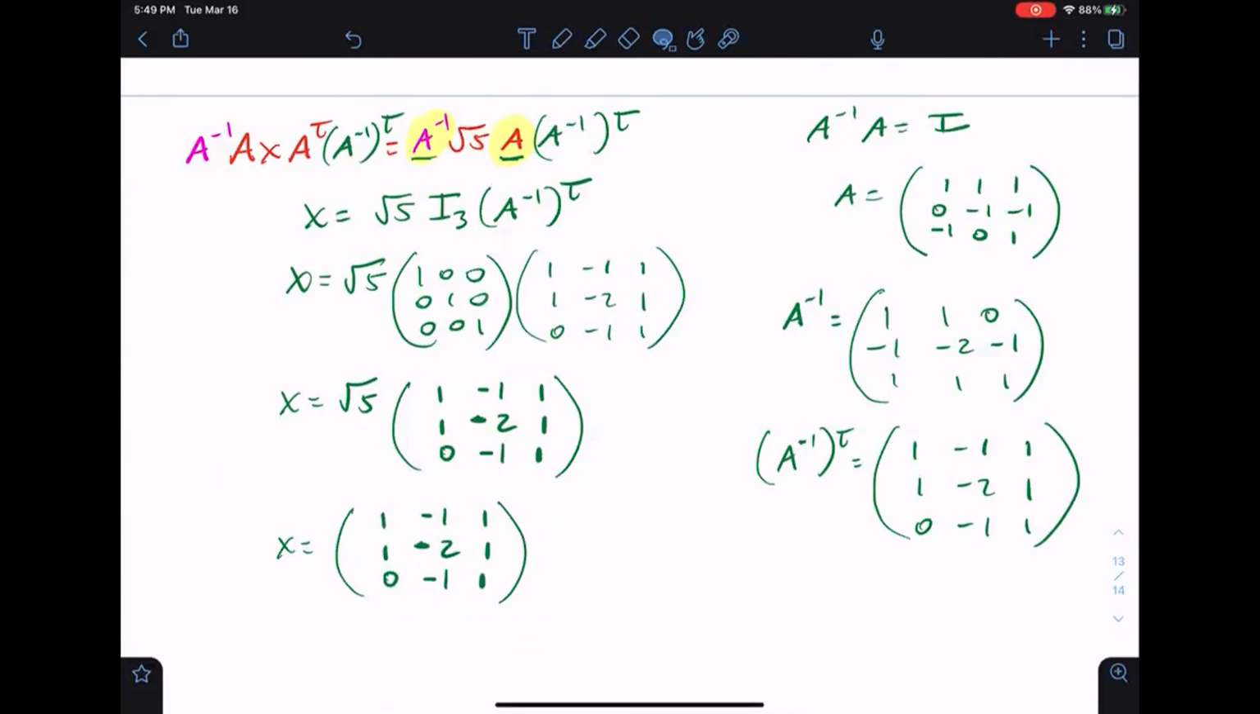Okay, so these disappear, right? Because we need just the numbers. So this is square root of 5, negative square root of 5, square root of 5, square root of 5, negative 2 square root of 5, square root of 5, 0, negative square root of 5, square root of 5. So that should be the answer for this problem. And indeed, that's the answer, right? So this is the answer for this problem.